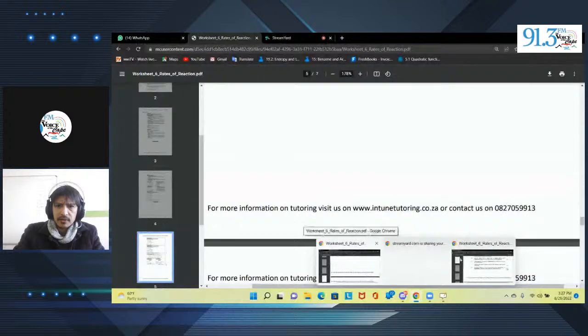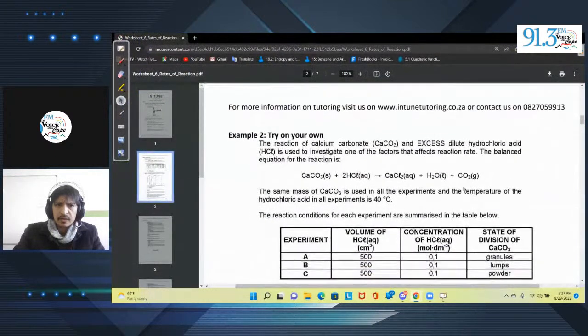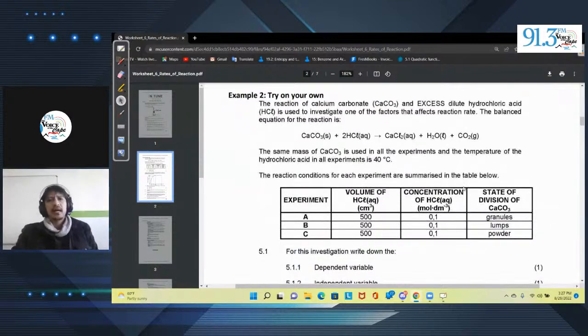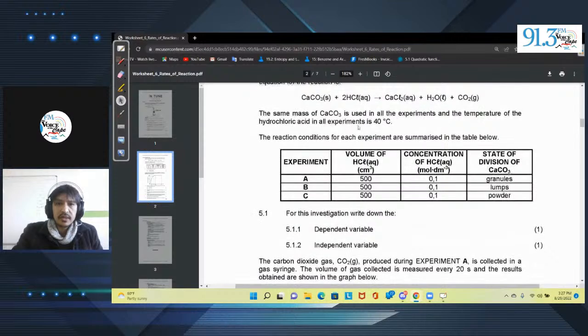Let's see here. Open this up. There we go. Now, experiment to do. Try on your own. The reaction of calcium carbonate and excess dilute hydrochloric acid, HCl, is used to investigate one of the factors that affects reaction rate. The balanced equation for the reaction is calcium carbonate plus hydrochloric acid reacts to give calcium chloride plus water plus carbon dioxide. The same mass of calcium carbonate is used in all the experiments, and the temperature of the hydrochloric acid in all the experiments is 40 degrees Celsius. The reaction conditions for each experiment are summarized in the table below.